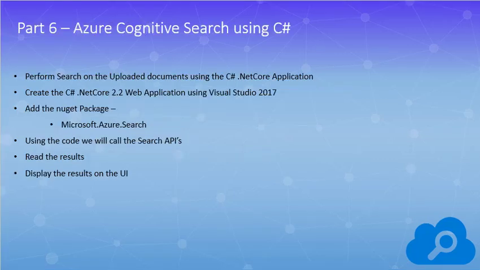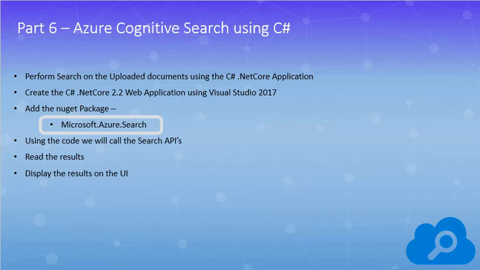And in this session, we will perform the search on the uploaded documents using the C# .NET Core application. Firstly, we will create the C# .NET Core 2.2 web application using the Visual Studio 2017. After that, we will add the NuGet package Microsoft.Azure.Search in the solution project. Now using the C# code, we will call the search service API, and after that we will read the results. And finally, we will display the results on the UI.